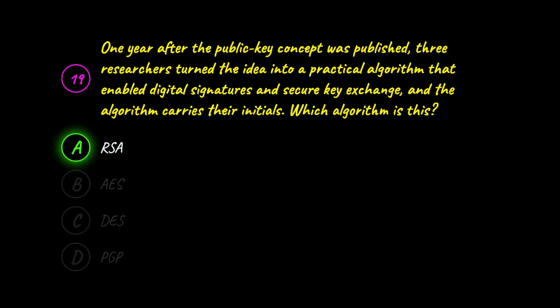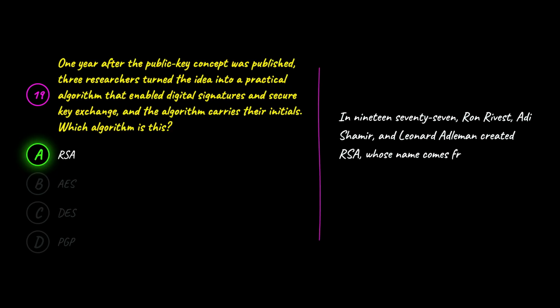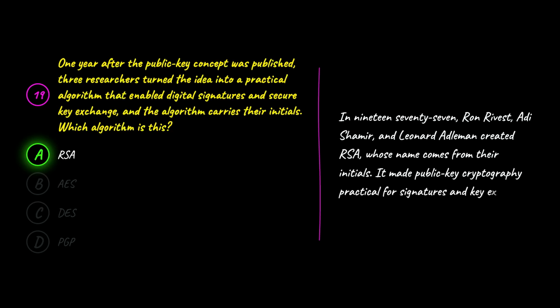The correct answer is A. RSA. A is correct because in 1977, Ron Rivest, Adi Shamir, and Leonard Adleman created RSA, whose name comes from their initials. It made public key cryptography practical for signatures and key exchange.